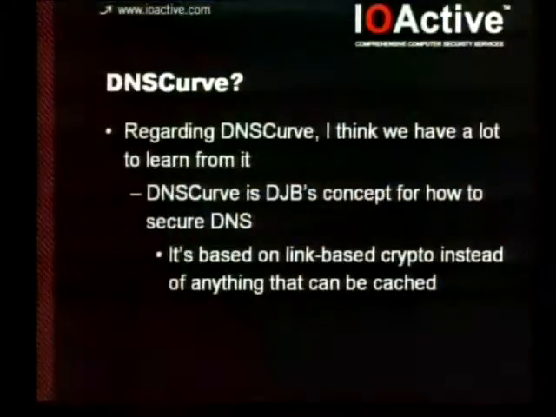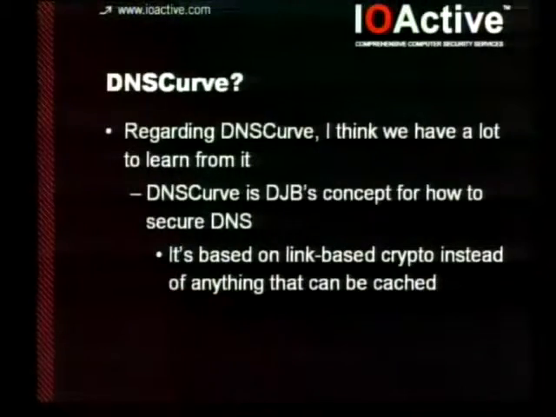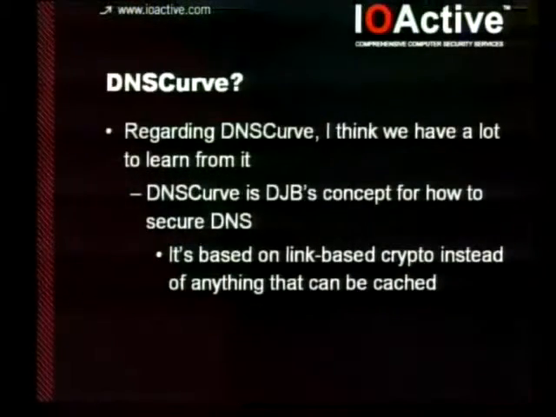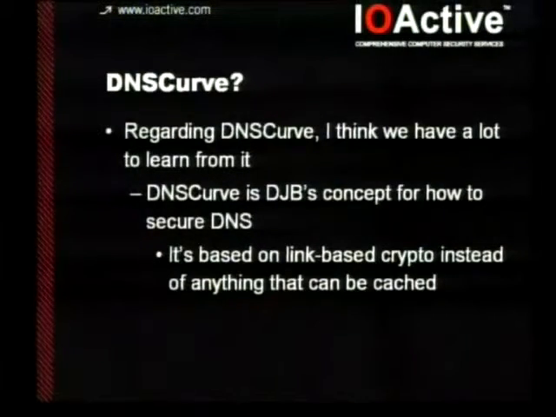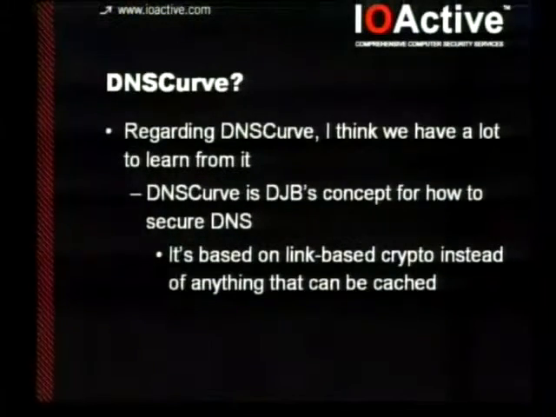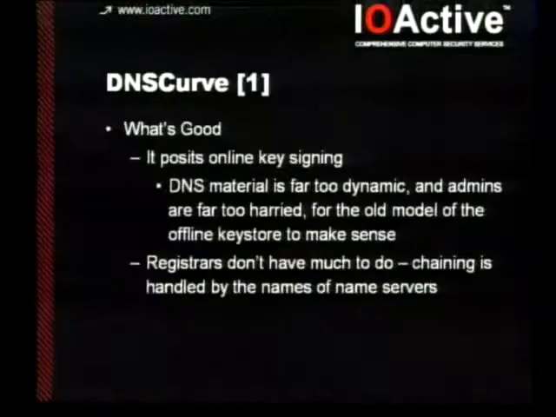Now, what about DNSCurve? You guys heard about this? DNSCurve is DJB's alternative solution to DNSSEC. DNSCurve is interesting. I think we have a lot to learn from it. It's based on link-based crypto instead of anything that can actually be cached.